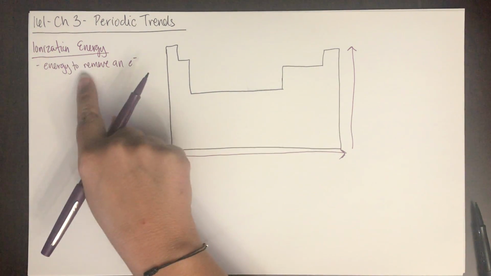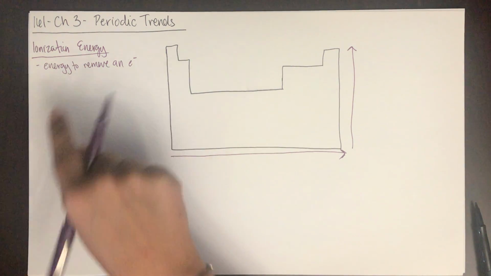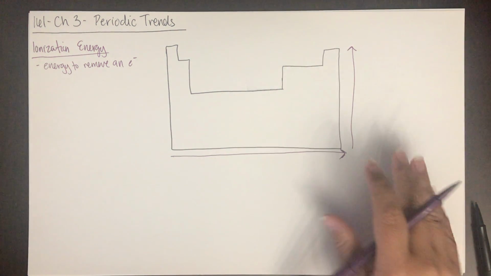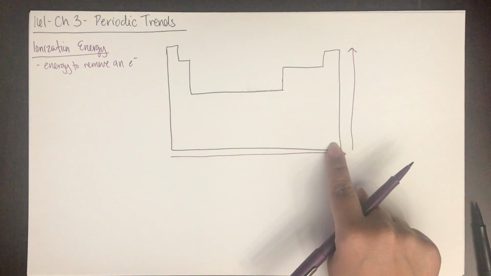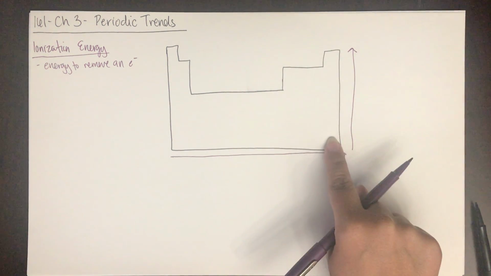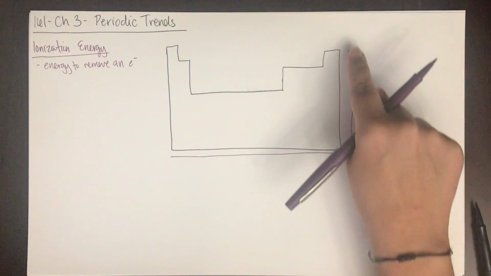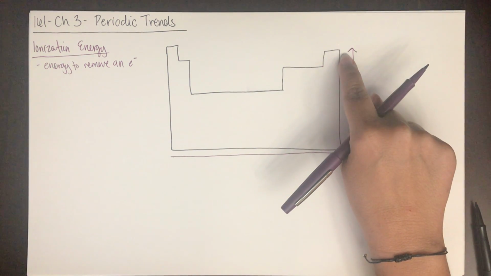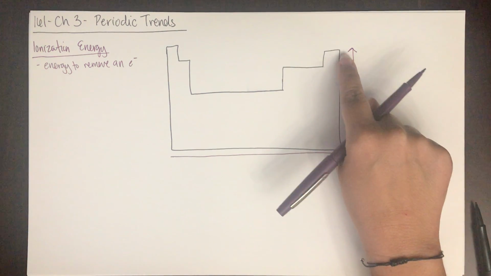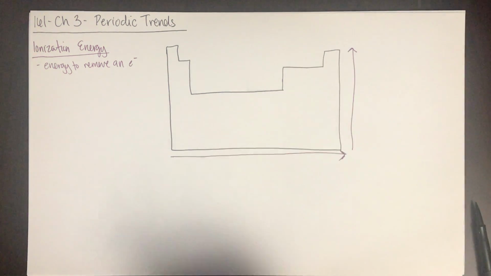So the energy required to remove an electron is what ionization energy is, and this trend shows you that it's much harder to remove an electron from an already full octet than from an outer shell that only has 1 or a few electrons. The fewer electrons you have, the less energy it would take to remove an electron. That's why it increases as you go from a high N to a low N.